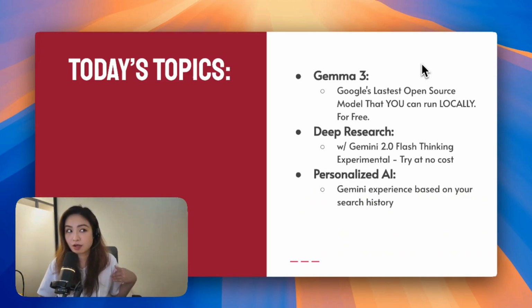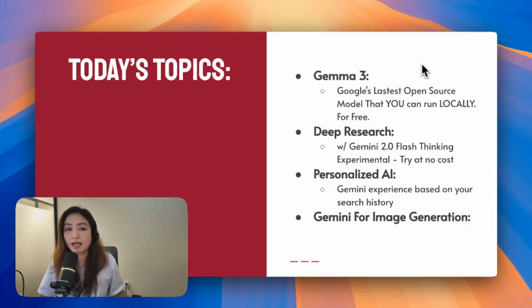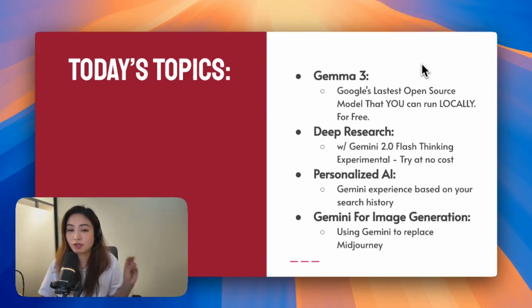They also talked about personalized AI, which, if you allow them, will use your search history to give you more relevant personalized AI responses. And lastly, this one I added on to it. I've been toying around a lot with Gemini generating images, and I think it could be a good replacement for Midjourney. That way you don't have to pay $60 a month to generate images privately, and it could be a good alternative for some instances. There's a lot to cover today.